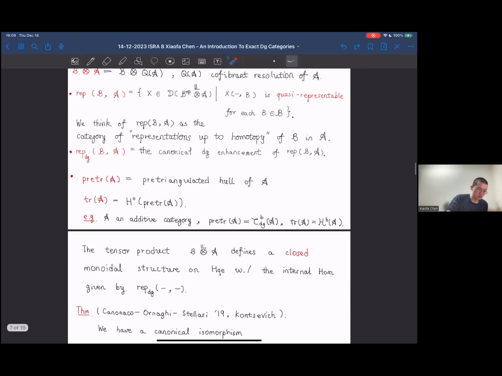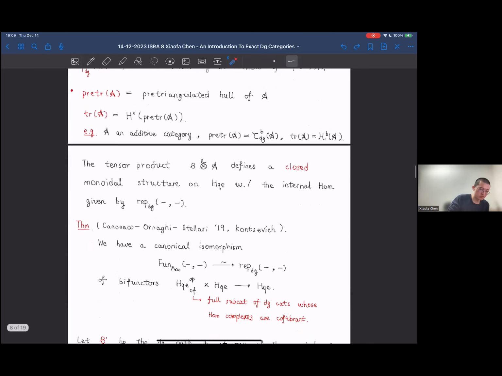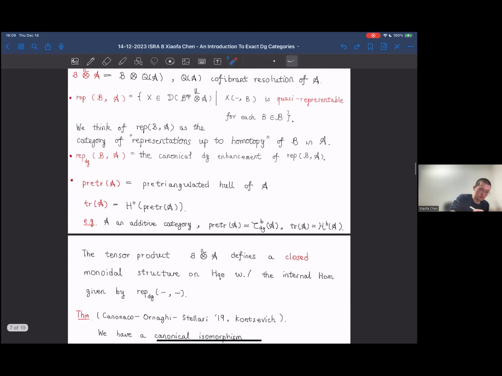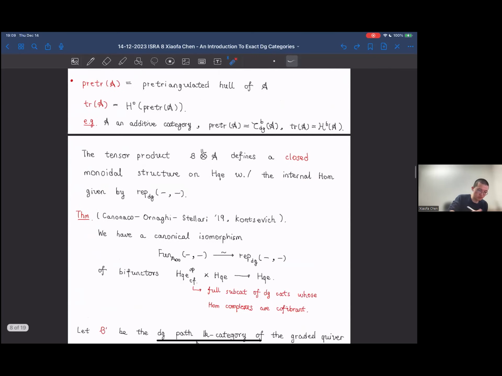Okay. Now the tensor product defined above, we have said, defines a monoidal structure, but it is a theorem of Toën, Bertrand Toën, that this monoidal structure is closed. So it has an internal Hom. Its internal Hom is given by this rep DG. Okay. Then we'll need the following theorem.